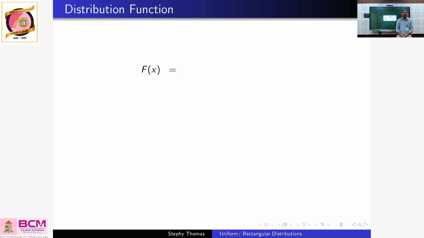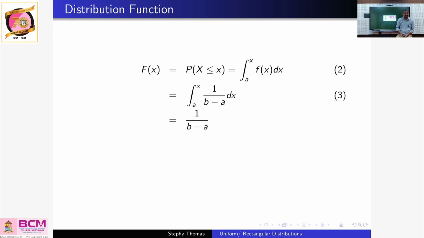We have defined the distribution function as probability of X less than or equal to x, which we have already seen. Now that is equal to the integral from a to x of small f of x into dx, by the property of distribution function or interrelationship. Now that is equal to the integral of f of x, which we know is 1 by b minus a dx, and that can be taken out, so it becomes 1 by b minus a into x.